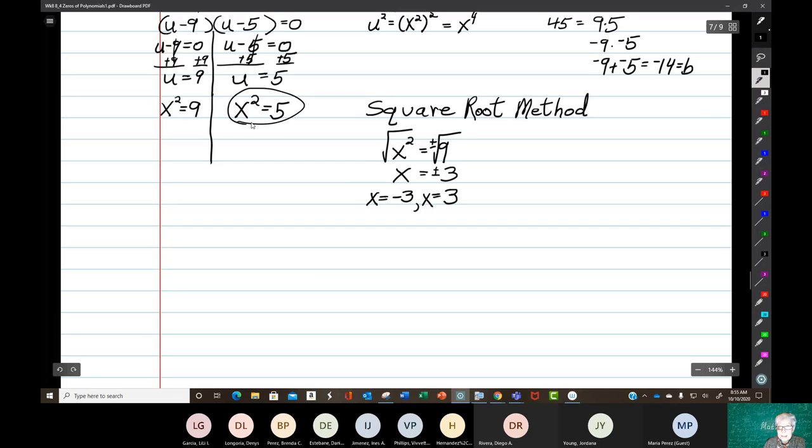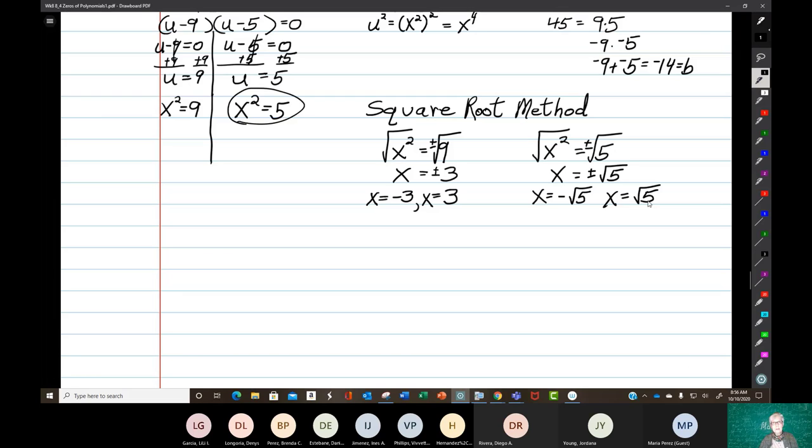And now we're going to do the same thing to this. We'll have x squared equals 5. Take the square root of x squared on both sides, with a plus or minus in front of the number. The square root of x squared is x, and the square root of 5 won't break down. So, x equals negative the square root of 5, and x equals positive the square root of 5, and those are my four zeros.